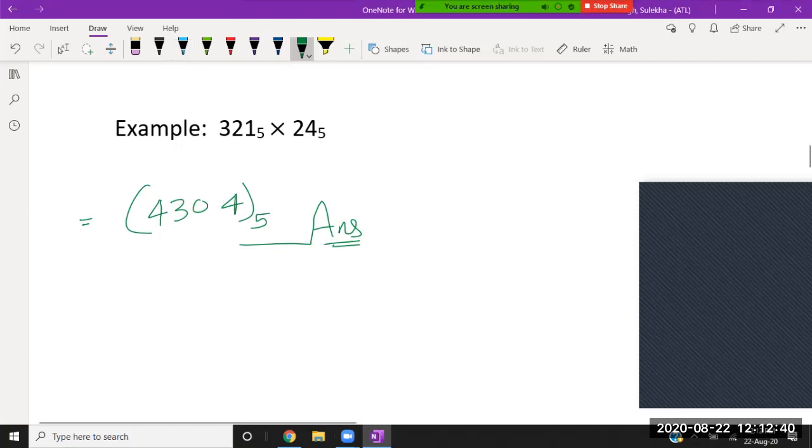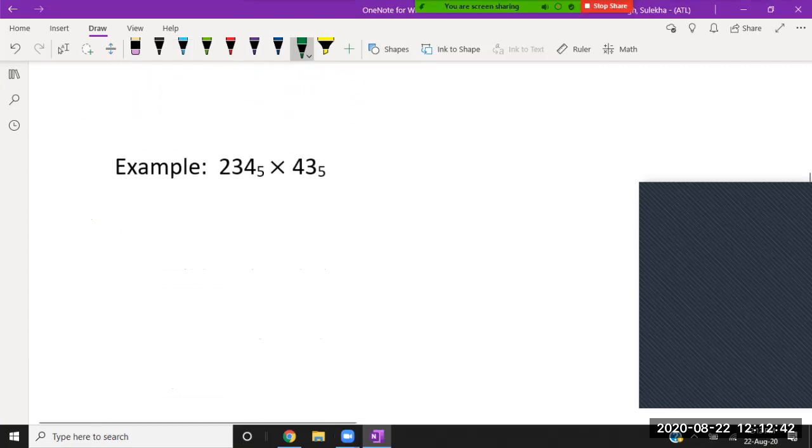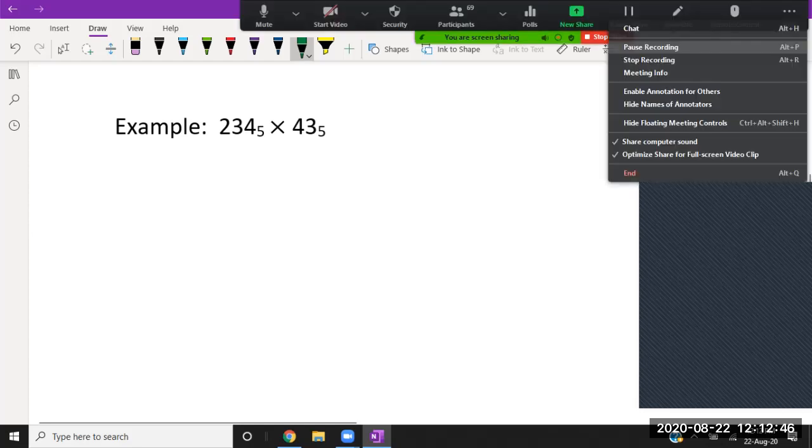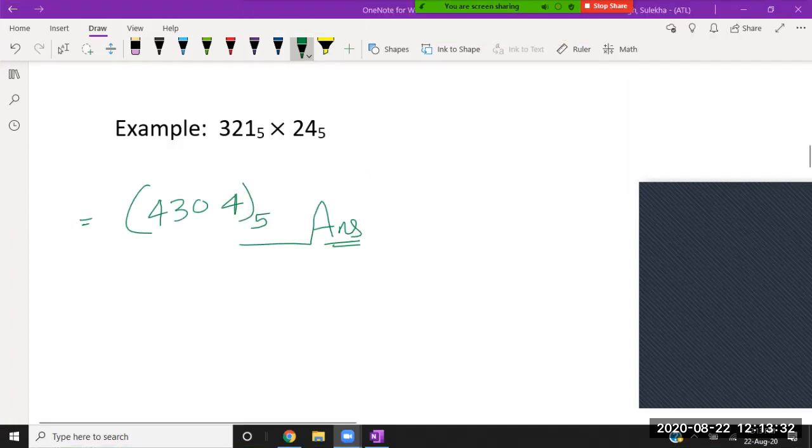Okay, so after this, solve this one. Okay, so I'm writing, maybe you have made some calculation mistake. The only possibility is that there is a calculation mistake.